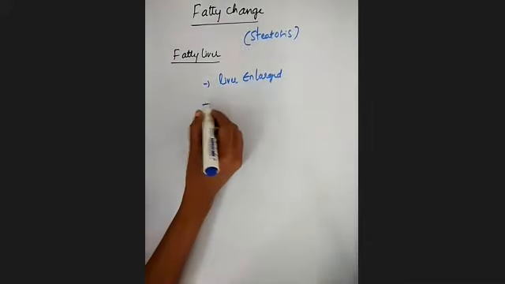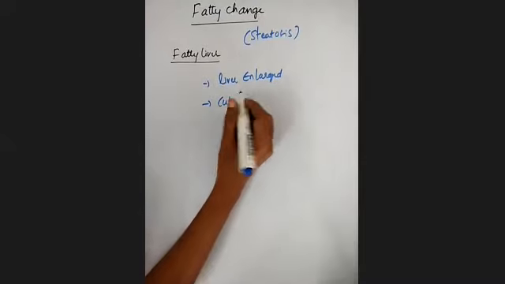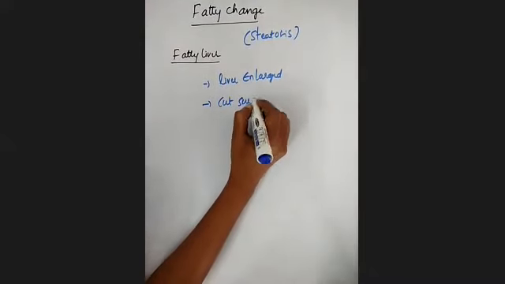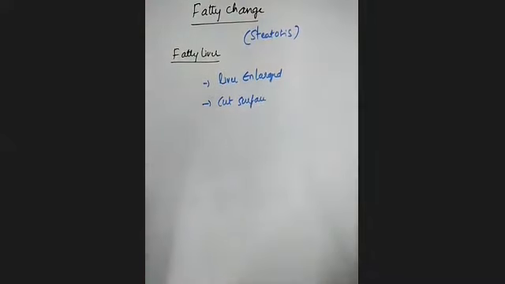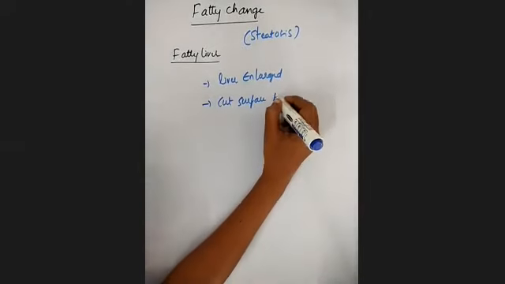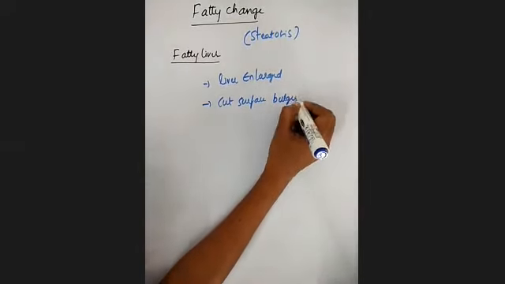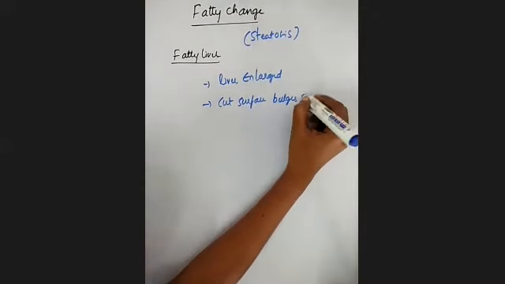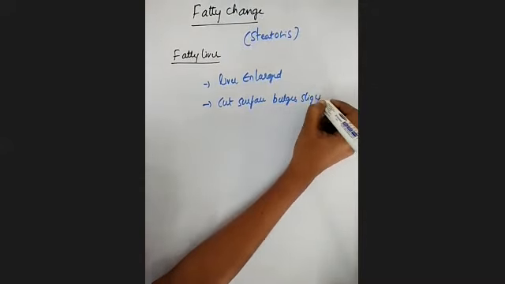Clear? And next one is the cut surfaces. See, the liver is not always a smooth surface. Clear? There are some cut surfaces. Okay, those cut surfaces are going to bulge slightly.